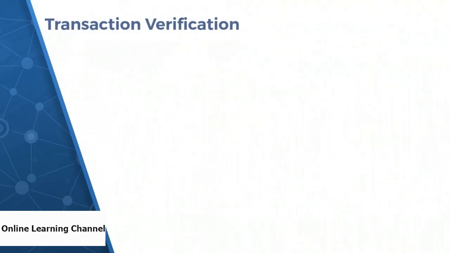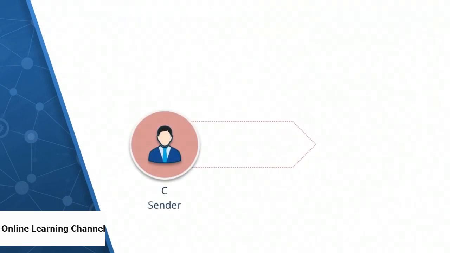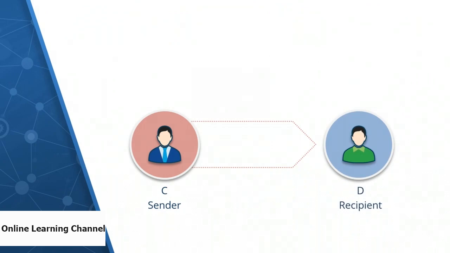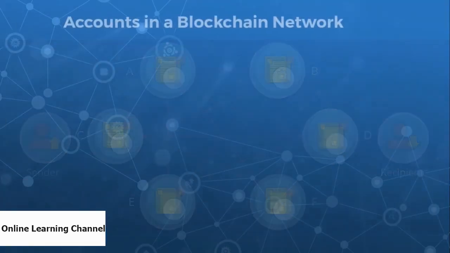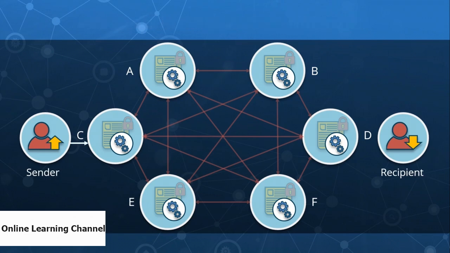So in simple terms, node C simply wants to send over some ether to node D. In the context of the entire blockchain network, this transaction could happen on a one-to-one basis. So the sender will use their account to initiate the transaction from node C, and this transaction could make its way directly to node D in the network, which belongs to the recipient of the transaction.